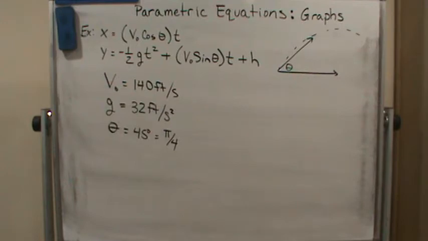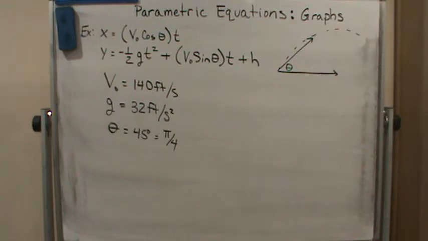Let's see here. But we're going to assume that there's negligible wind and negligible friction or resistance. So, what other information is given to us? Let's look at the problem.